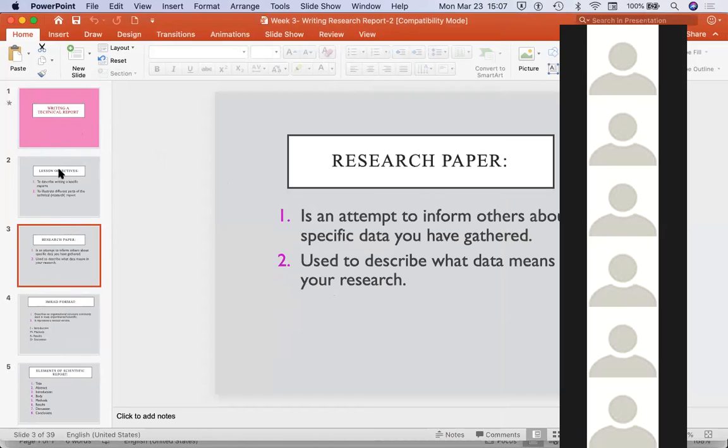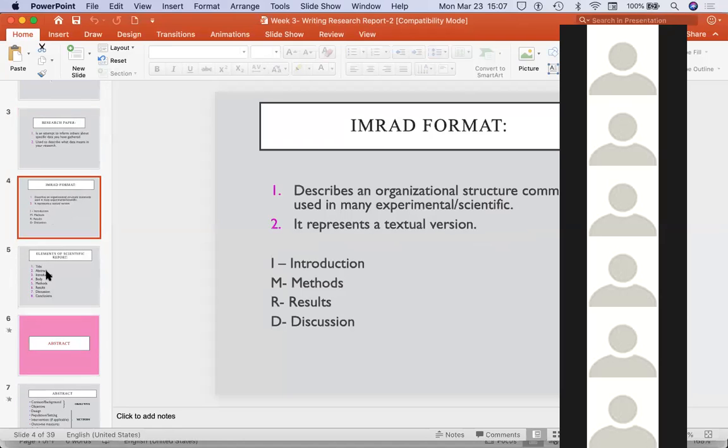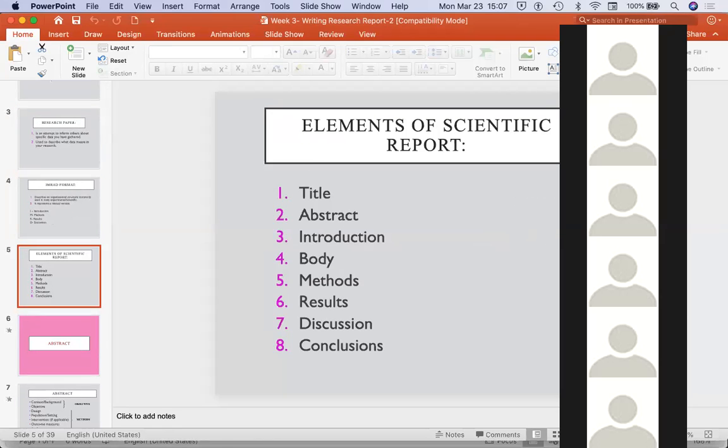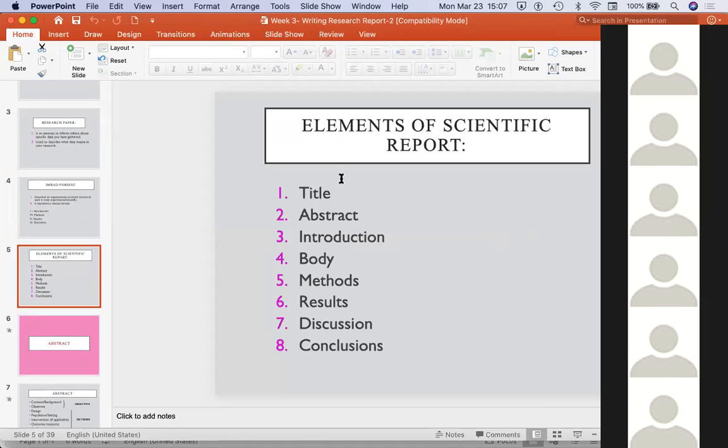If you look at this one now, it's exactly the same, except that the first one I sent had a flower here. Now at least it's easier to see. It's the same information. These are the elements of a scientific report. Any standard report must have all these elements. You must have at least this.